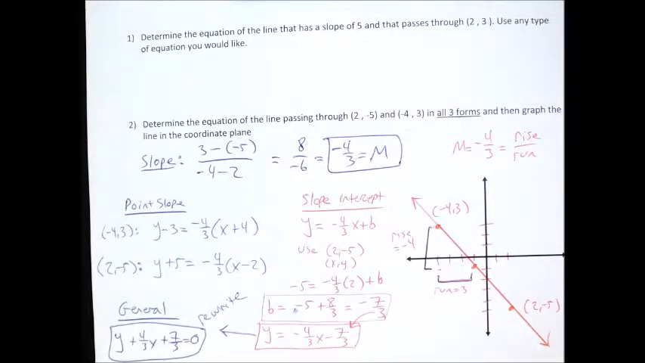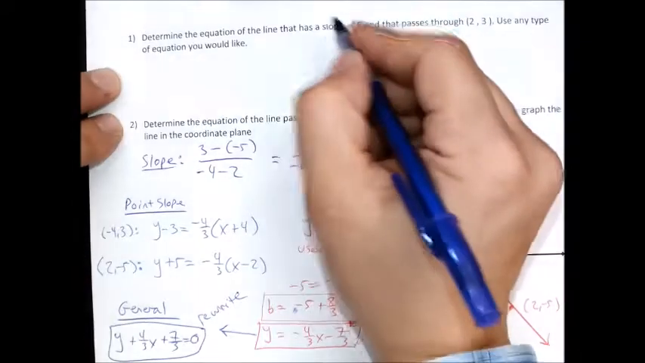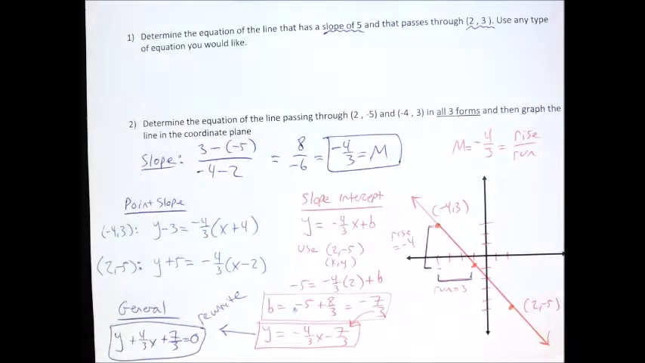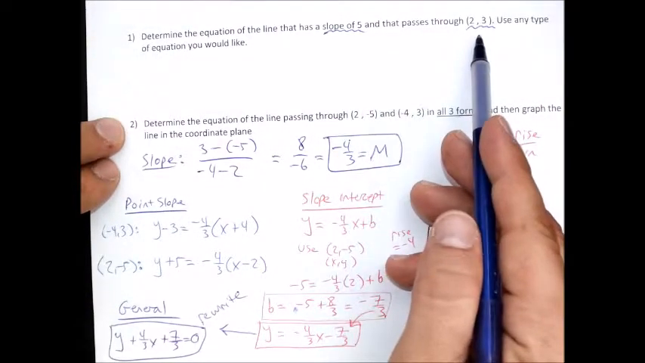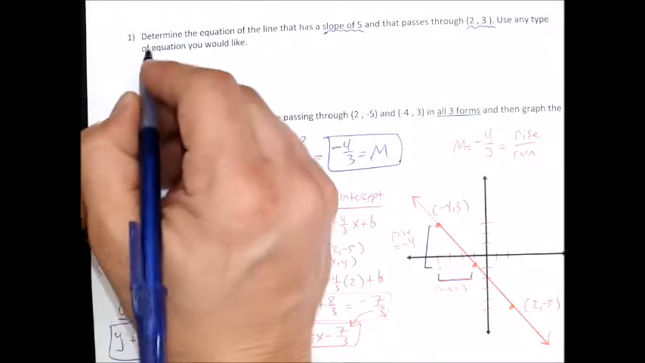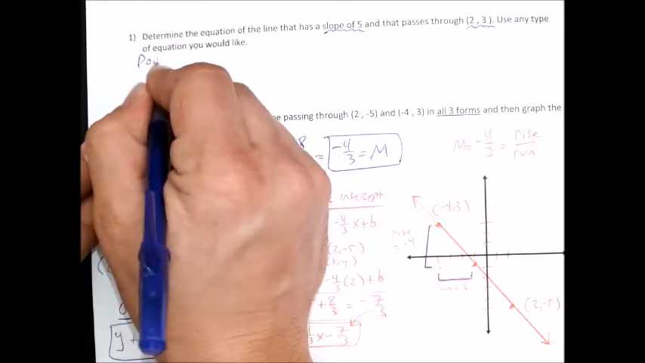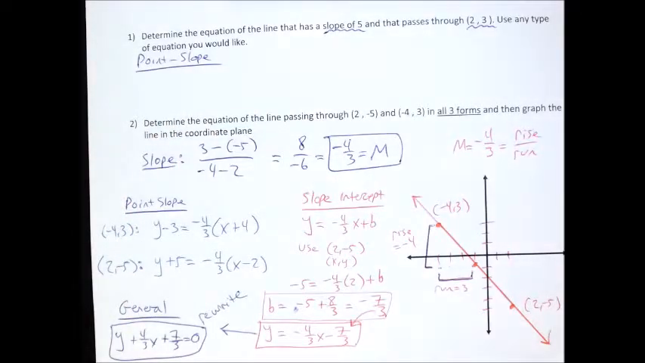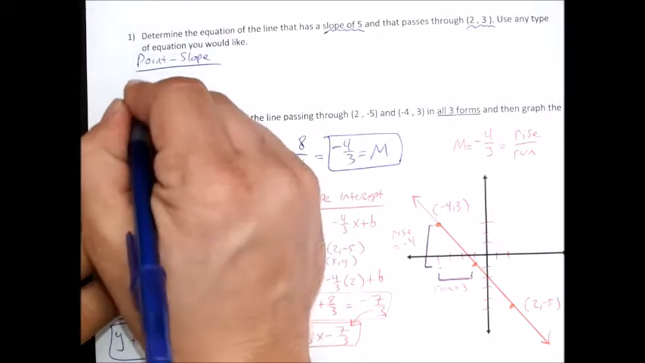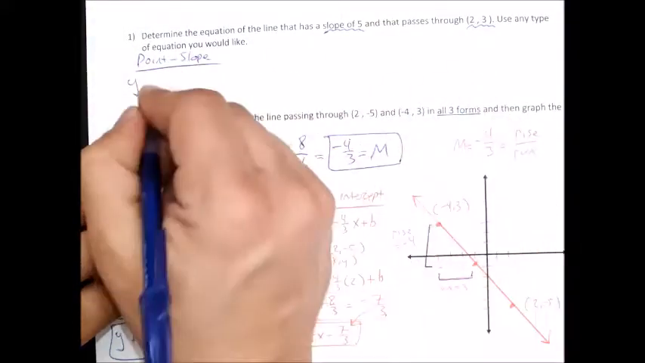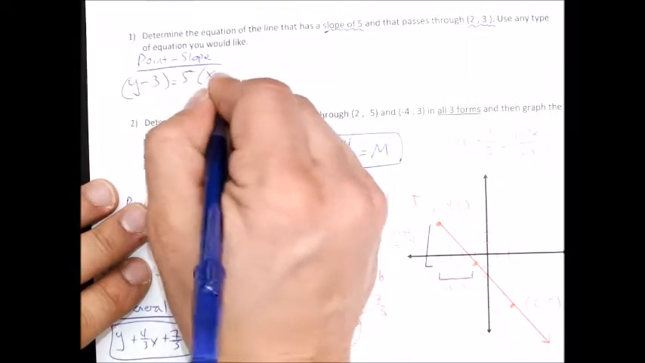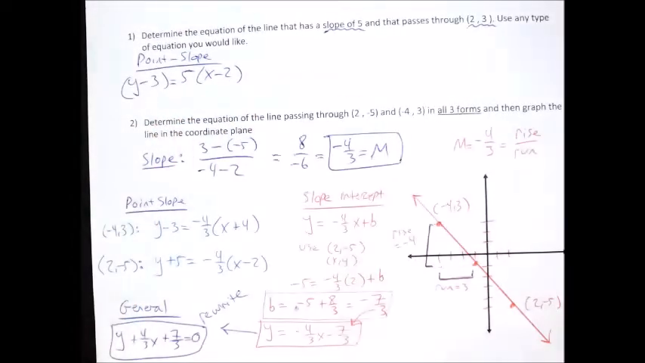Okay, in problem number 1, we're told that we have a slope of 5, and we're given the point (2, 3). And so right off the bat, we have enough information to write the point-slope form, right? Because we have a point and we have a slope. And so I'm just going to write it in the form that we're given. y minus y1 equals the slope times x minus x1. And so that's very, very simply the point-slope form.